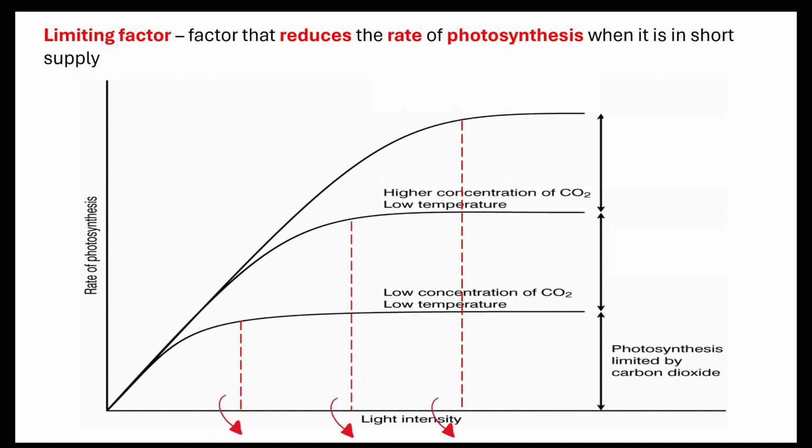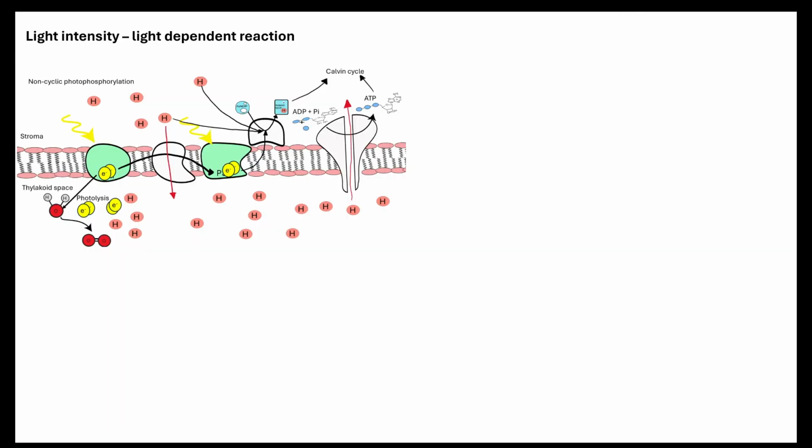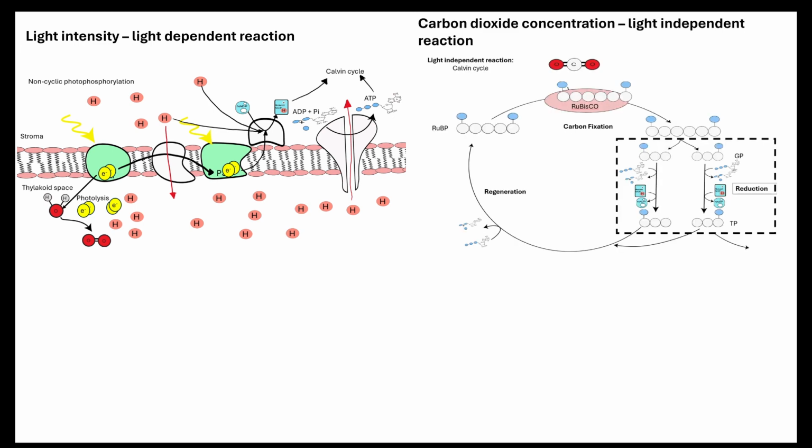So if we increase the carbon dioxide concentration but keep the temperature low, then what we have done this time is carbon dioxide is no longer our limiting factor. What we have is that photosynthesis is being limited by temperature. So if it's light intensity that's our limiting factor, that's going to be limiting the light dependent reaction. If we're talking about carbon dioxide concentration, we're going to be limiting the light independent reaction.